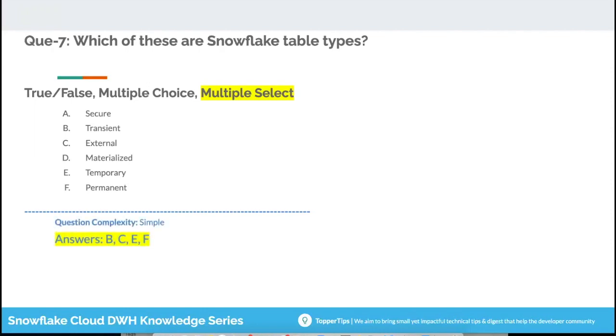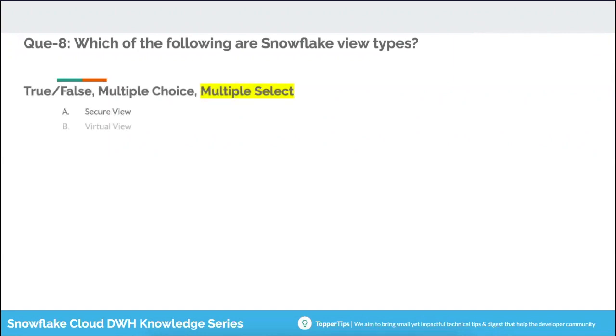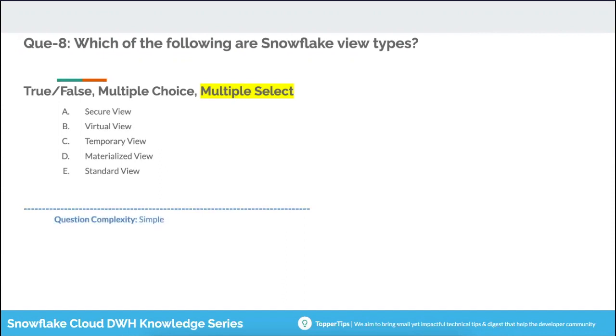This is also a simple one. Generally during the exam, a lot of subject areas will come together and Snowflake will try to confuse you by giving some very odd options. Eighth question, which of the following are Snowflake view types? It's a pretty straightforward multi-select. So it is a simple question and you should know what the answer should be.